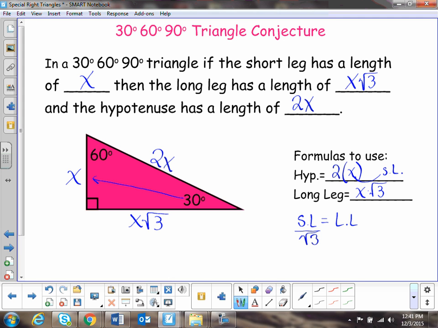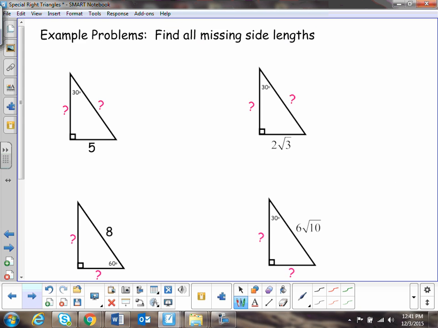Put that backwards. Divide the long leg by radical 3 if you're given that to solve for the short leg. We're going to do some examples here to represent that. All right, so let's start out with an easy example. Okay, real easy example. Let's go with this first one.